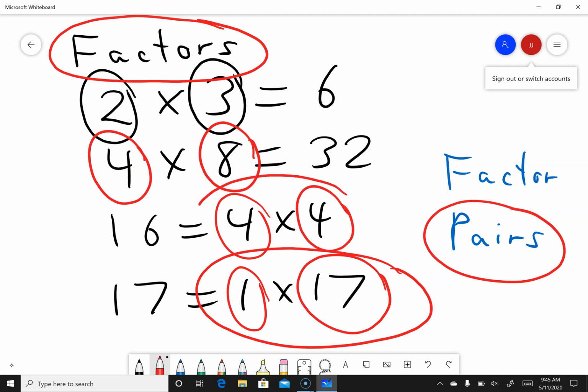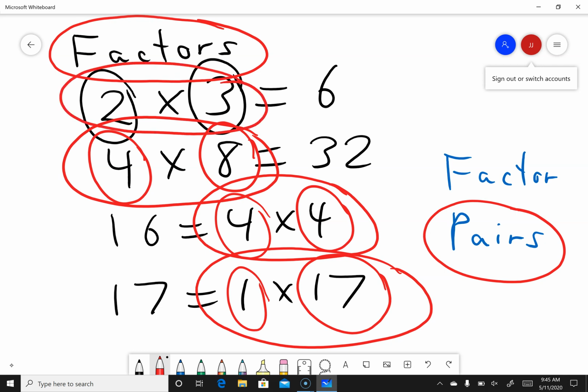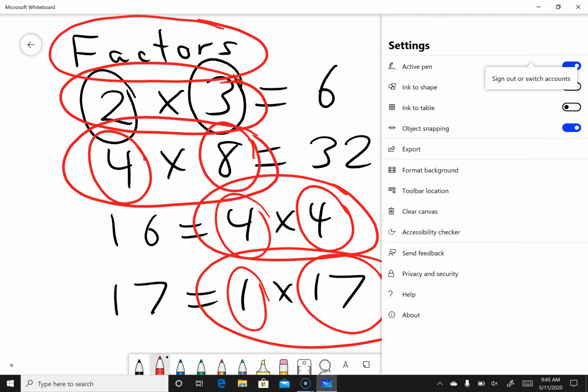Similarly here, 4 and 4 make up a factor pair. 4 times 4 is 16. 4 and 8 make a factor pair for 32. And 2 and 3 make a factor pair for 6. I'm going to show you how to find the factor pairs for a given number.